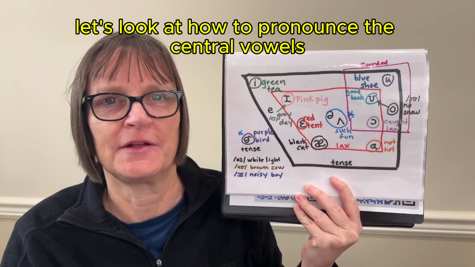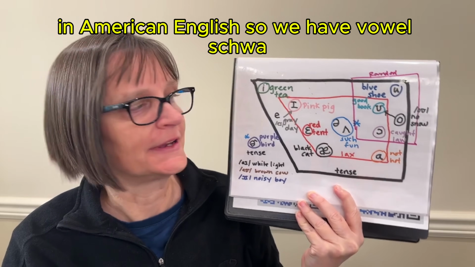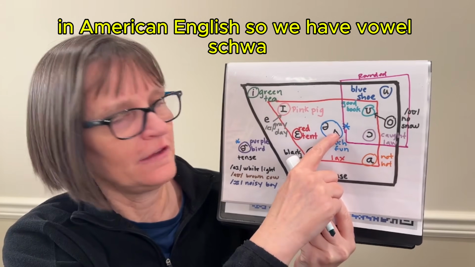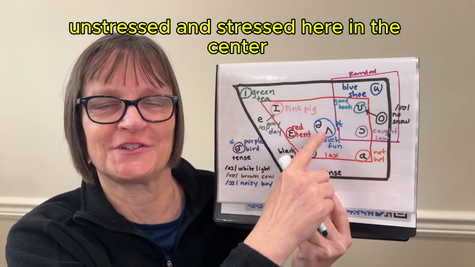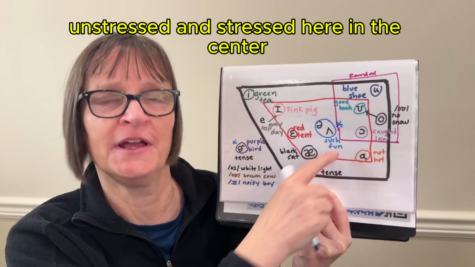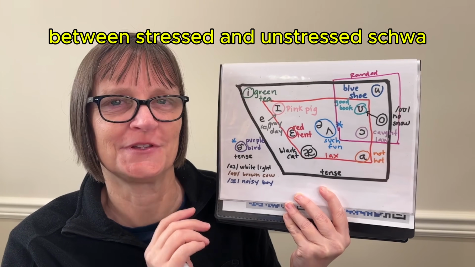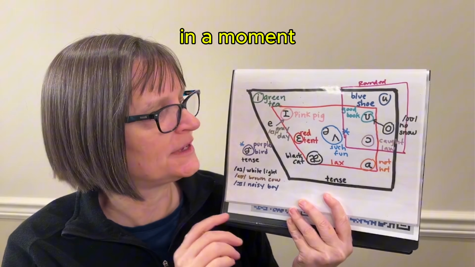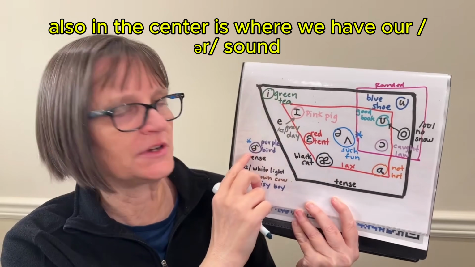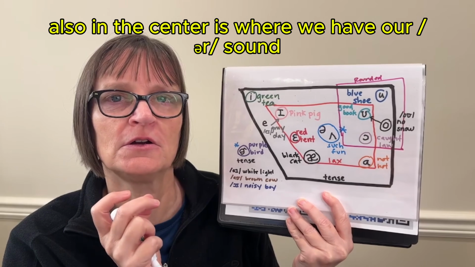Let's look at how to pronounce the central vowels in American English. So we have vowel schwa, unstressed and stressed here in the center. They both sound like uh, and we'll talk about the difference between stressed and unstressed schwa in a moment. Also in the center is where we have our r sound.